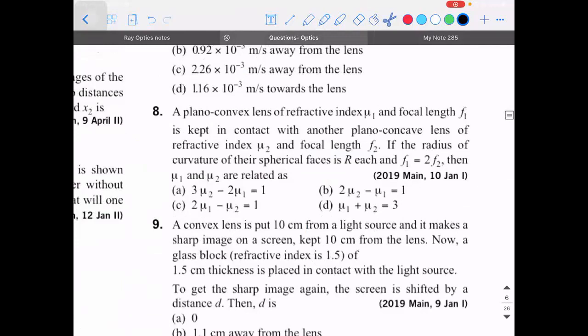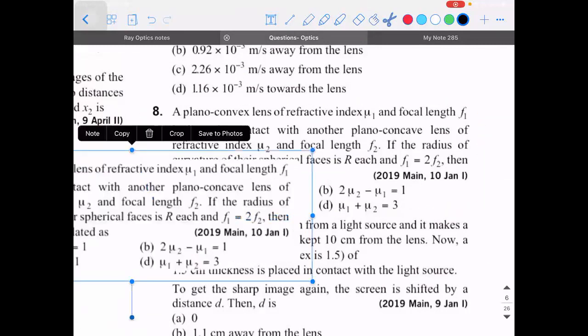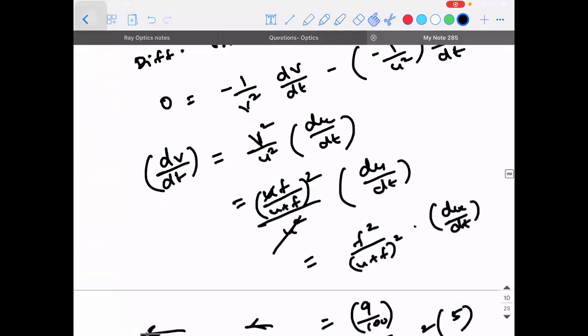So I think they are mostly concentrated. They mostly concentrate only on lens. But how many problems are there in 2019 itself? You guys can check last year's paper also.